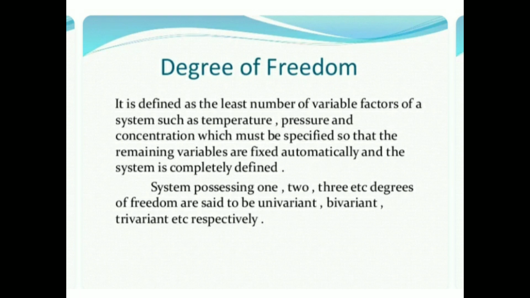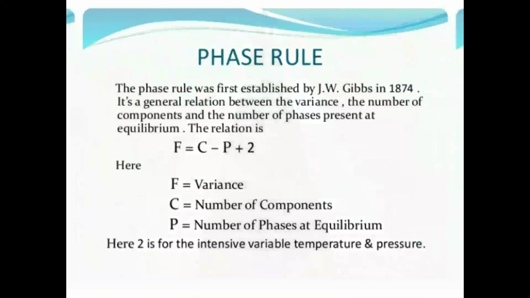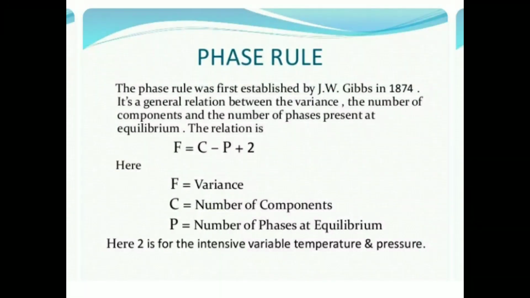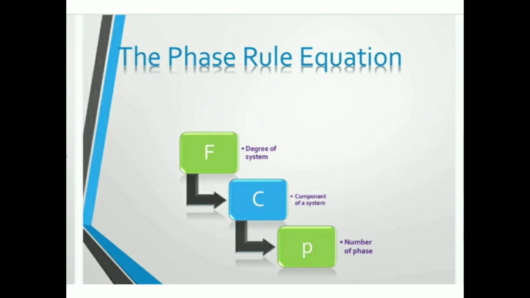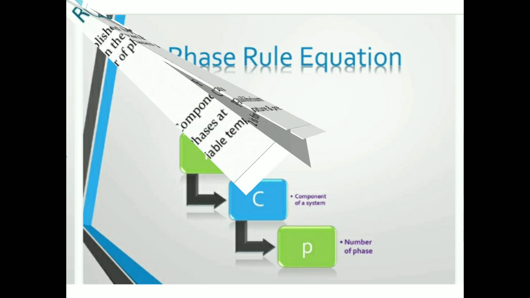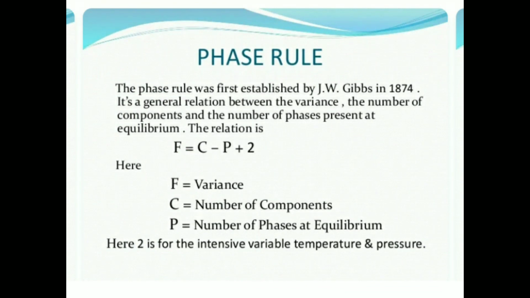Next, we discuss phase rule. This is important for the one component system. The number of degrees of freedom of the system is related to the number of components and number of phases by the following phase rule equation, that is F is equal to C minus P plus 2. This was established by J.W. Gibbs in 1874.